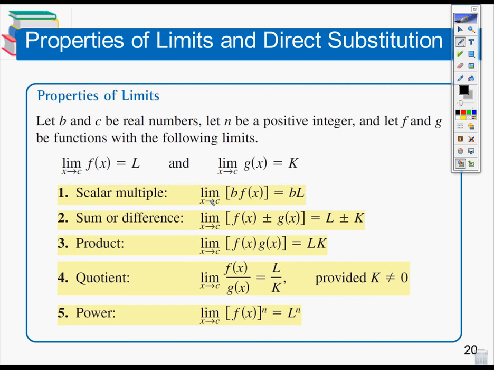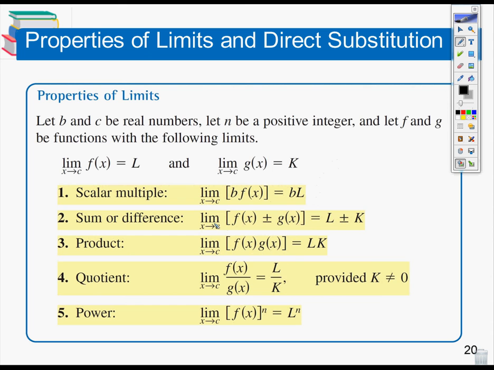Basically what we're saying here is that if I have a limit of a function that's being multiplied by a number, then that's going to be the same thing as the limit of the function times that same number. So it's just a scalar multiple. So the limit of b times f of x is the same thing as just the limit of f of x times b. So that's a pretty nice type of scenario.